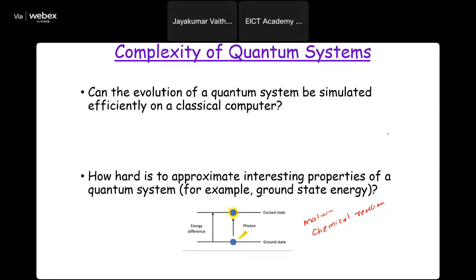I'll check the question. Possible to simulate, but cannot. Can you redefine your question? Is it possible to simulate? Yes, it is possible. But the question is, it is not efficiently able to simulate. So simulation is possible in classical, but not efficient. So we have some physical limitation. Yes, exactly.